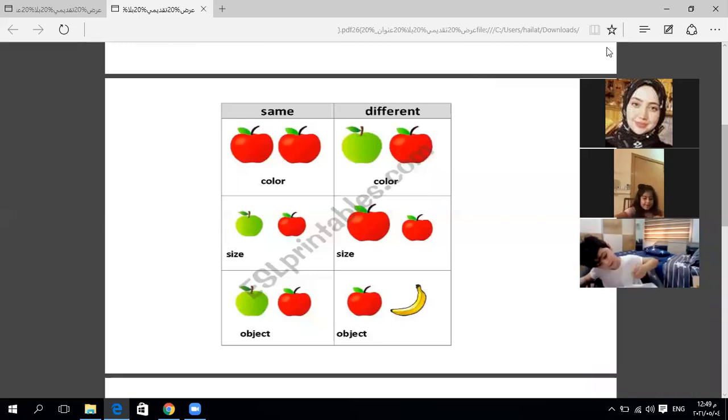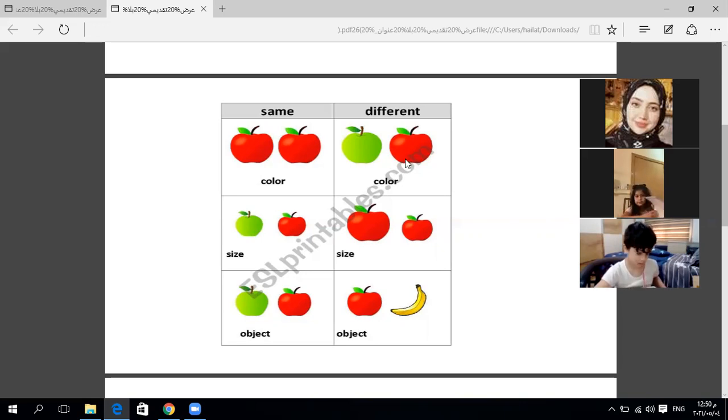Yes, Hala, look at the apples in here. Can you see the first apple? Can you see the color of the apples in here? Yes. What is this color? Red. Excellent. So they are the same colors, right? They have the same color, right? Yes, Hala, they have the same color. Bravo.